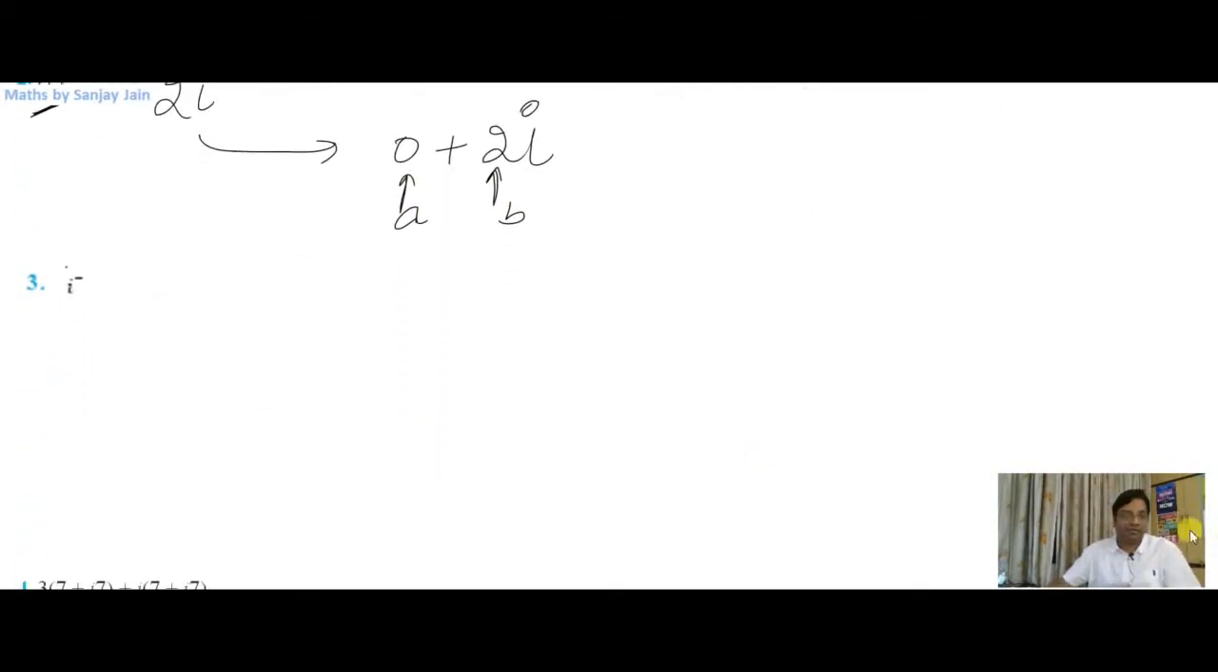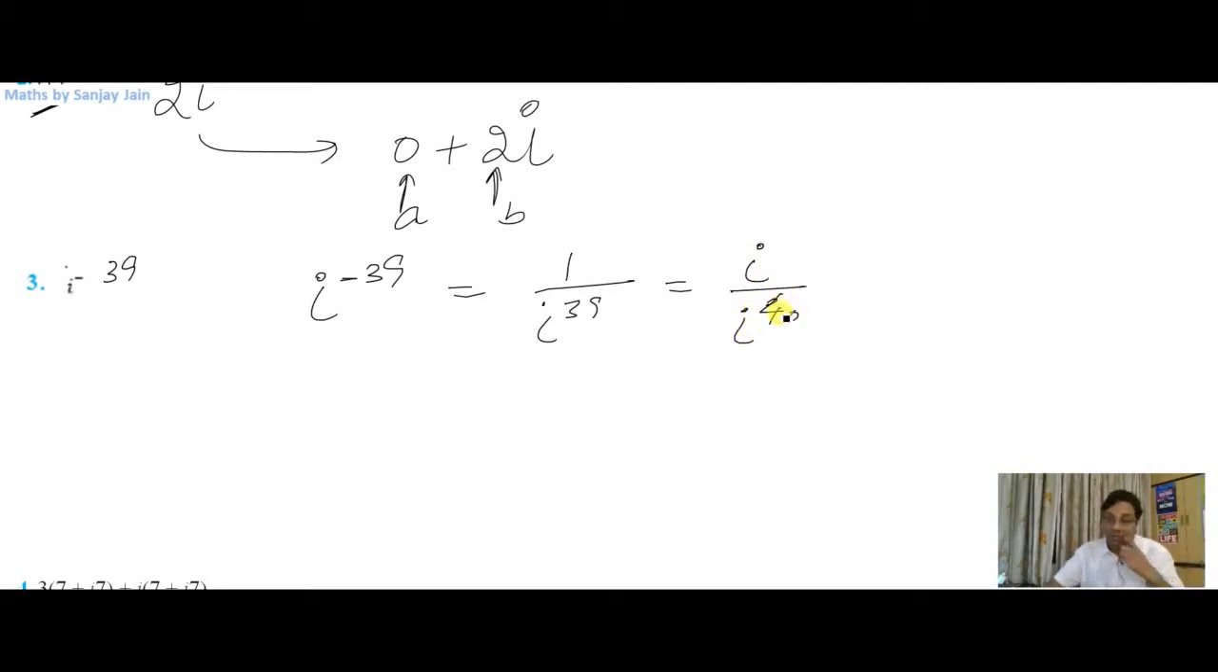Next is iota raised to power minus 39. Iota raised to power minus 39 can be written as 1 upon iota raised to power 39, which can further be written as iota upon iota raised to power 40. Why? I can multiply the denominator and numerator with iota. So this is a multiple of 4. Iota raised to a power which is a multiple of 4 gives you 1, right? So the denominator becomes 1 and the answer is iota, and when you write it in a plus iota b form, you can write it as 0 plus 1 into iota. So this is your a, this is your b.